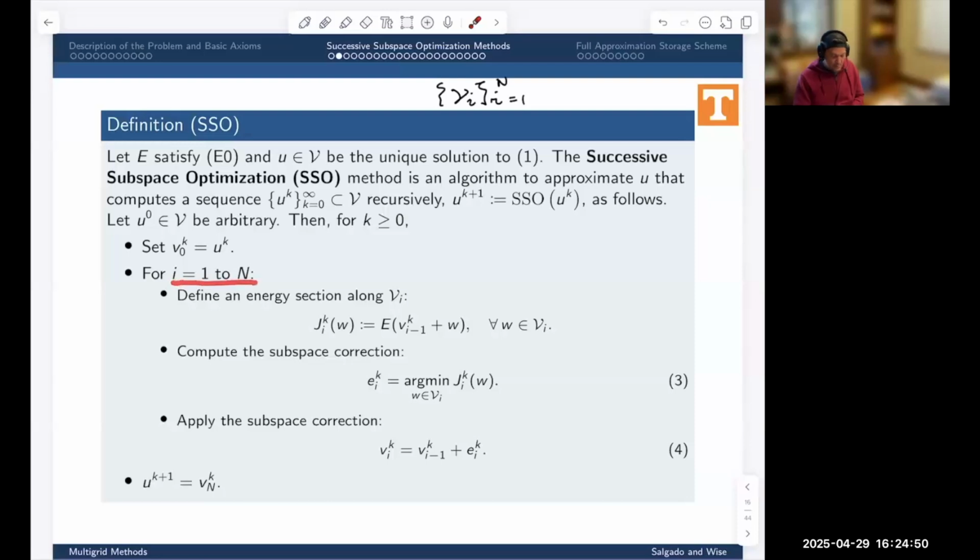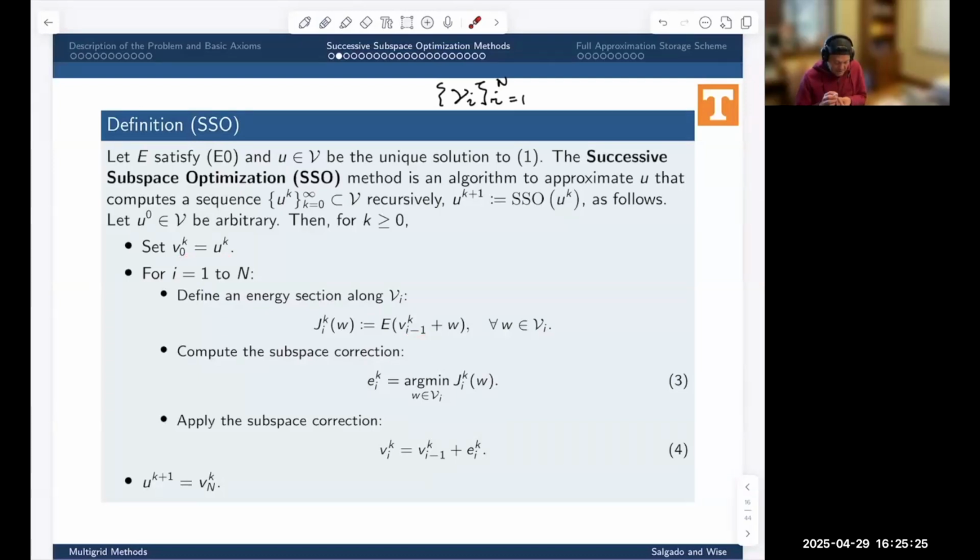Then we're going to cycle through all the subspaces that we have. Remember, we have a subspace decomposition. There are n of those, so we're going to cycle through all n. And the first thing we do is we're going to define an energy section along this subspace V_i, and we're going to base this energy section at the point v_(i-1)^k. So to start with, we're going to be doing i equals 1, and so v_(i-1) is going to be v_0, so that's just the point that we just set.